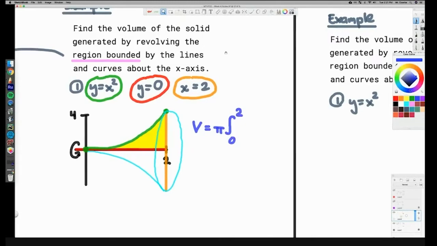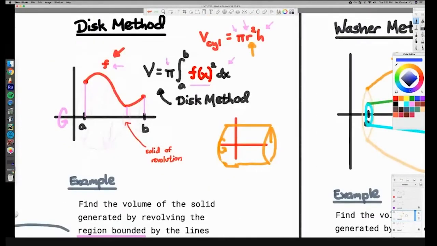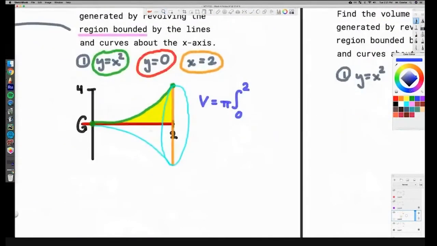Okay, we're using the formula. It's pi times the integral from a to b. So we're going a to b, as you can see on this, it's from 0 to 2. And we're using f of x. I'm going to actually use the color code on this because it's green. And we're going to square that and then multiply it by dx.